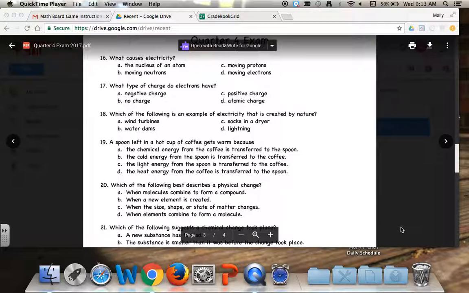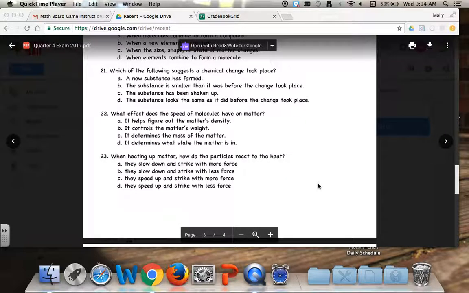Number 20. Which of the following best describes a physical change? A. When molecules combine to form a compound. B. When a new element is created. C. When size, shape, or state of matter changes. Or D. When elements combine to form a molecule. Number 21. Which of the following suggests a chemical change took place? A. A new substance is formed. B. The substance is smaller than it was before the change took place. C. The substance has been shaken up. Or D. The substance looks the same as it did before the change took place.